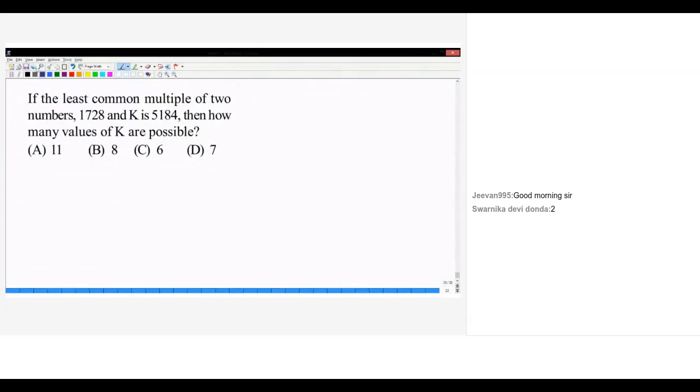Answer. We take 1728, which is 12 cube. 12 is 2 power 2 into 3, whole cube, which means it's 2 power 6, 3 power 3. K we don't know. What is the LCM here? LCM is 1728 into 3. So 3 extra.